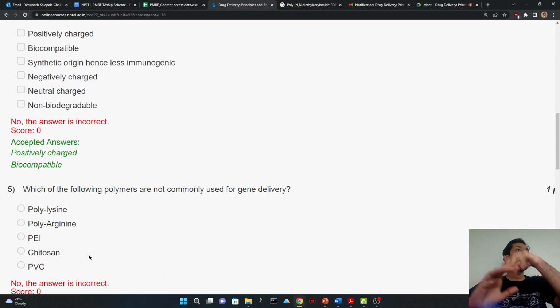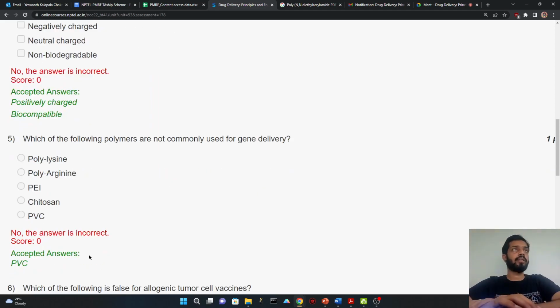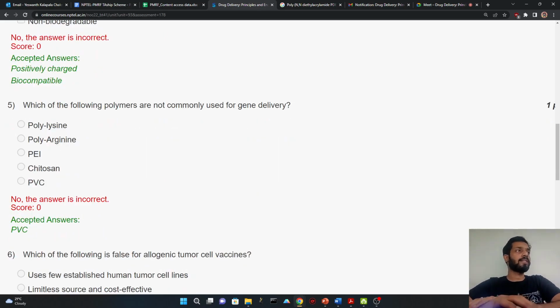Okay. Which of the following polymers are not commonly used for gene delivery? Polylysine, polyarginine, chitosan, and PVC. Yeah, so PVC is not something that's commonly used for gene delivery. It's not positively charged also.